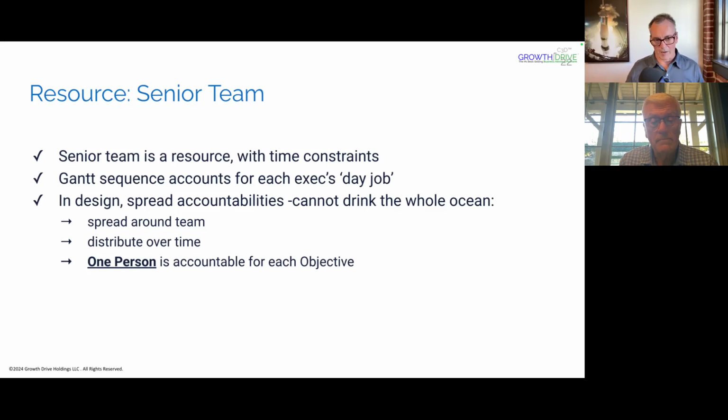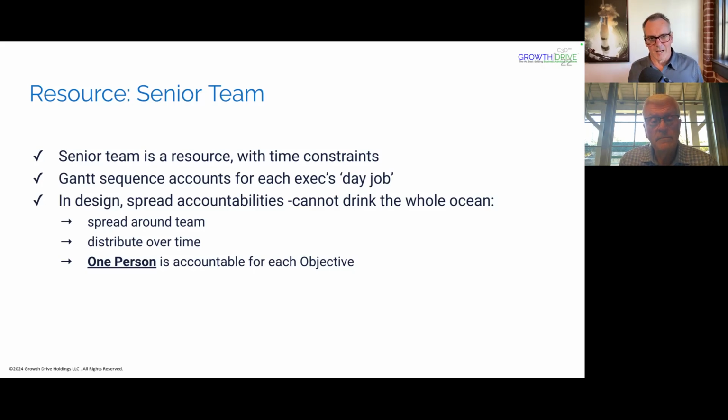So when we're assigning accountability across our waterfall, we have to keep something in mind. The whirlwind. Who coined that term? Not us. Someone else's IP. The senior team is a resource with time constraints. They have a day job. They already have a job. They're already working 40, 50, 60 hours a week.